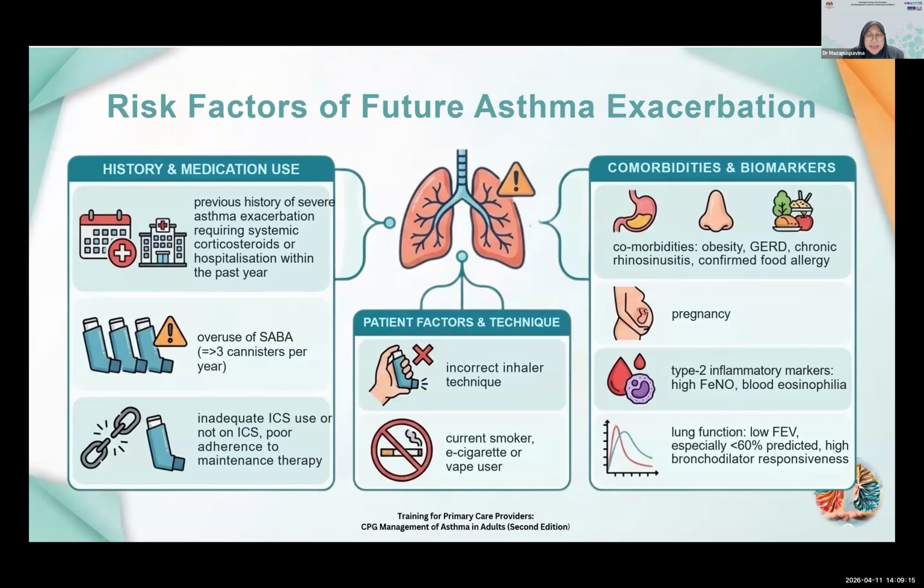Okay. The other one is the current smoker or e-cigarette or vape use. This e-cigarette and vape use is very rampant now, and with the unknown ingredients in the e-cigarette, vape users can really get triggered into bad asthma or severe asthma because of unknown triggers. I repeat again about the comorbidities. So those with obesity, GERD, chronic rhinosinusitis, and then especially those with confirmed food allergy, they have a risk factor for future asthma exacerbation.